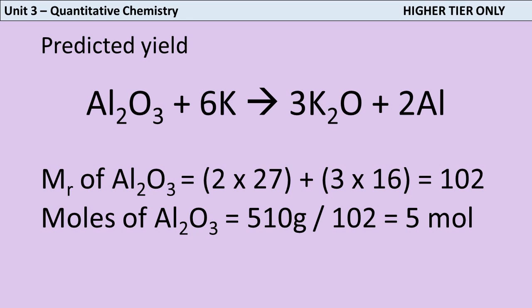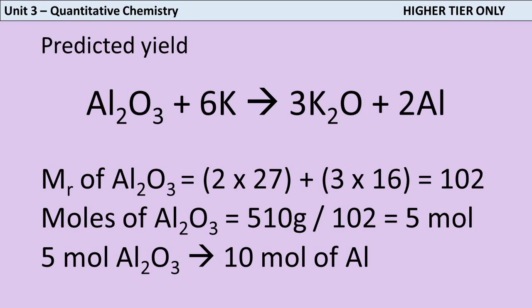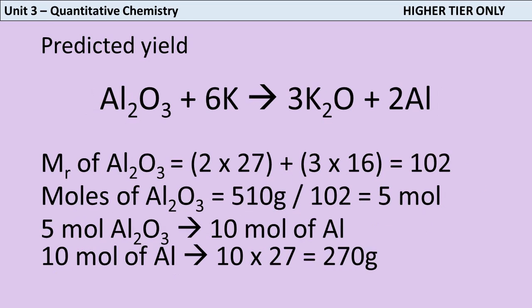Now I need to go back to my symbol equation. What my symbol equation actually tells me is the ratio of the different chemicals that are taking part in this reaction or being formed. So you can see that aluminium oxide doesn't have a coefficient, it doesn't have a big number in front of it, but aluminium has a 2. So what that tells me is however many moles of aluminium oxide I started with, I'm going to make twice as many moles of aluminium. So if I started with 5 moles of aluminium oxide, I must be going to make 10 moles of aluminium. Now I just need to know what the relative mass of aluminium is. So I go back to my periodic table, I see that it's 27, and then 10 moles times 27 grams per mole weighs 270 grams.